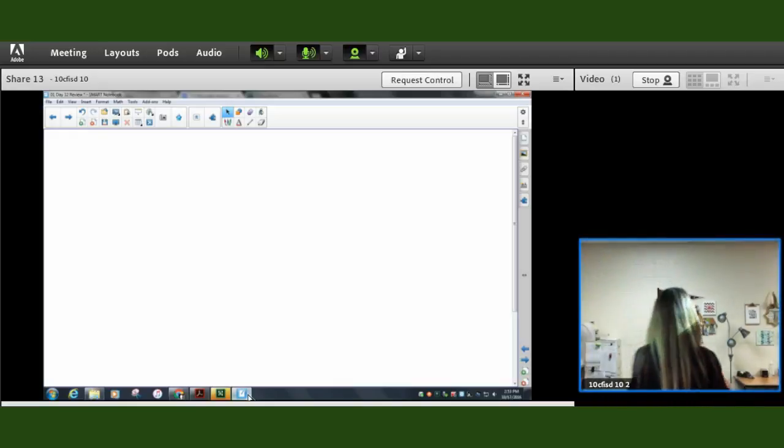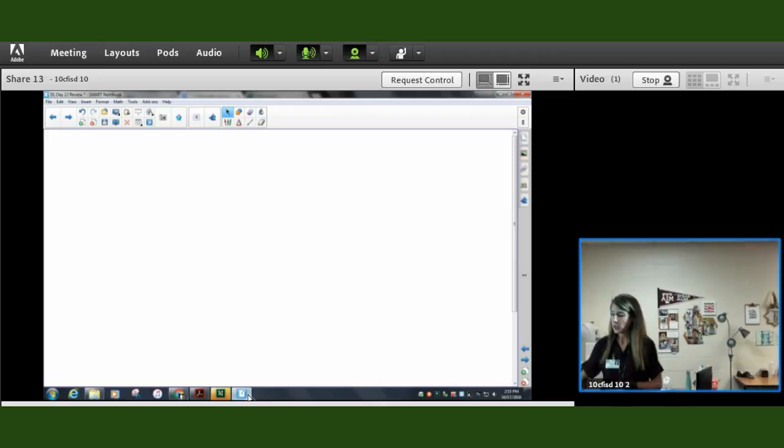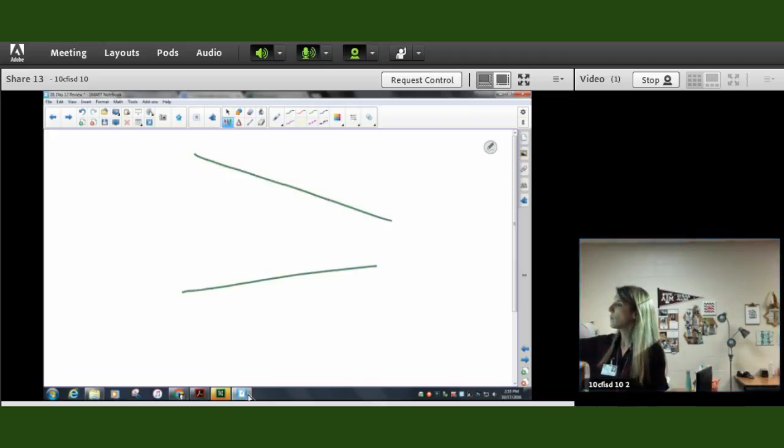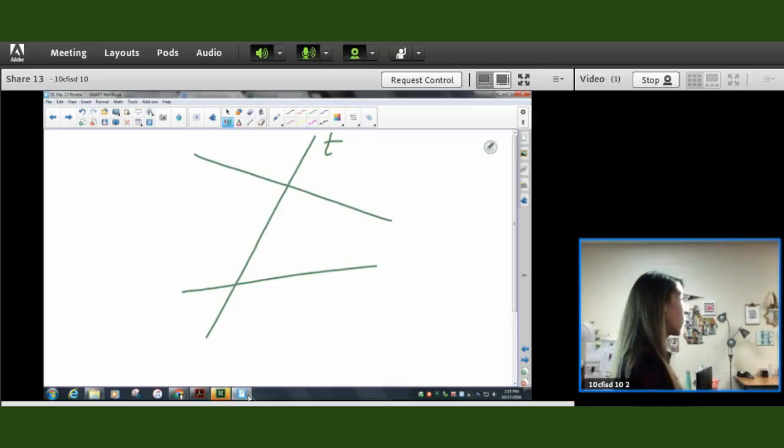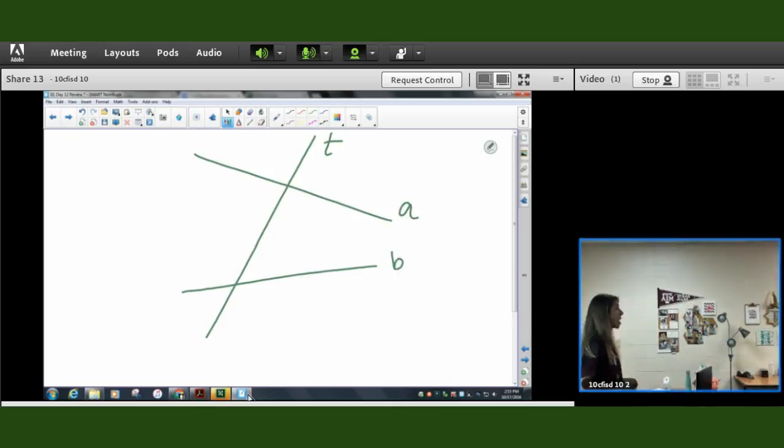This unit is called PPTL. It stands for Parallel, Perpendicular, and Transversal Lines. So the very first thing we learned was we took two lines, we put what's called a what through those lines? Transversal. We put a transversal through those lines, and then we started naming angles. On day one, when we started learning those vocab words, these lines, A and B, those lines were not parallel.